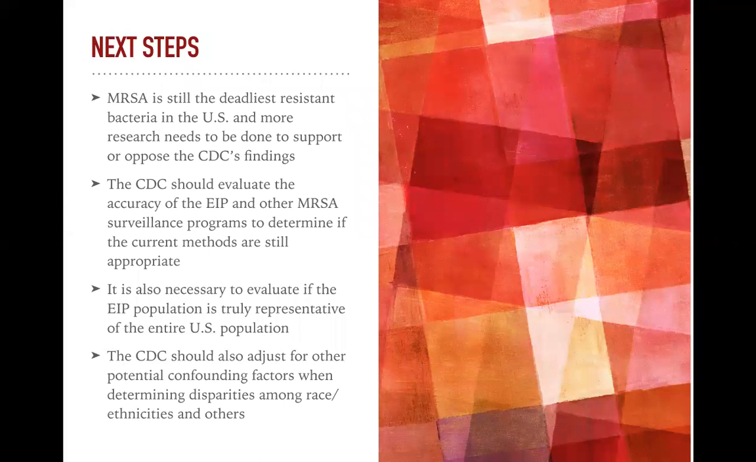So the next steps: since MRSA is still the deadliest resistant bacteria in the US, more research needs to be done to either support or oppose the CDC's findings about the rates of MRSA infections in the United States. The CDC should evaluate the accuracy of the EIP and other MRSA surveillance programs to determine if the current methods are still appropriate and accurate. It is also necessary to evaluate if the EIP population is truly representative of the entire US population. The CDC should also adjust for other potential confounding factors when determining disparities among race, ethnicities, and others.